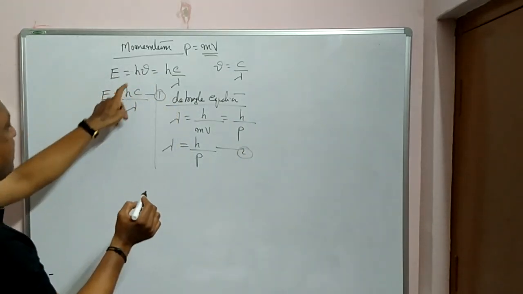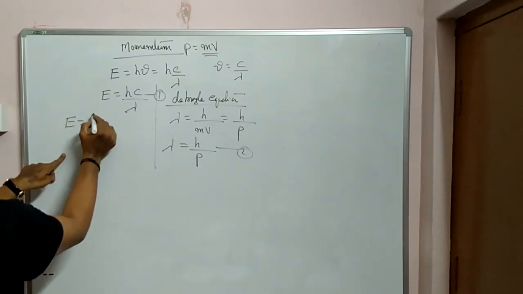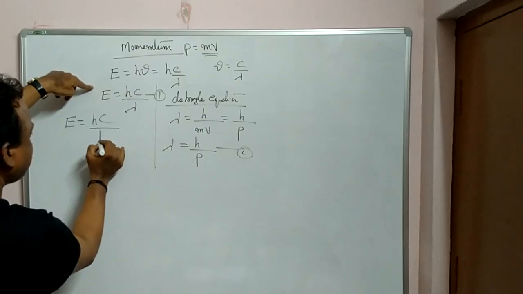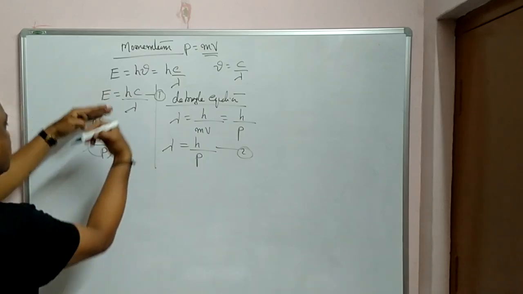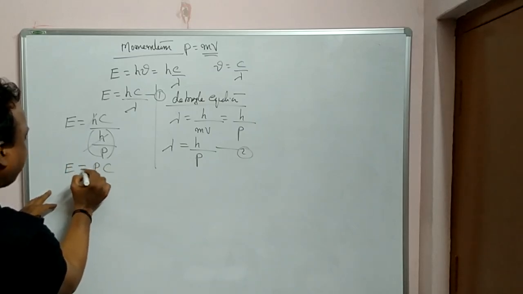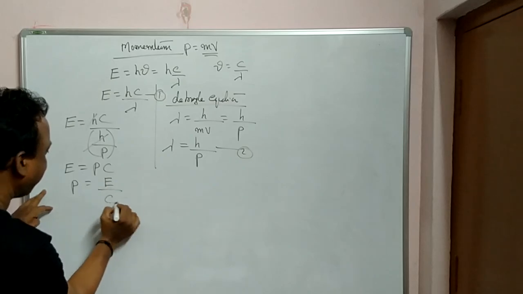E is equal to h nu or hc by lambda. Now here, what happens to energy? hc by lambda, instead of lambda I can put h by p. P goes to the top. So E is equal to Pc, or P is equal to E by c.